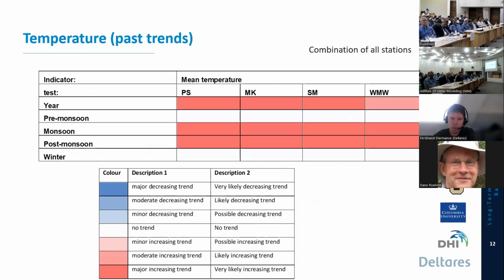And this again is when we pool all the locations together, we see that for the monsoon and post-monsoon season, there's a very strong trend. And as a consequence, also for the year as a whole, but the pre-monsoon and winter seasons is a much more mixed picture.